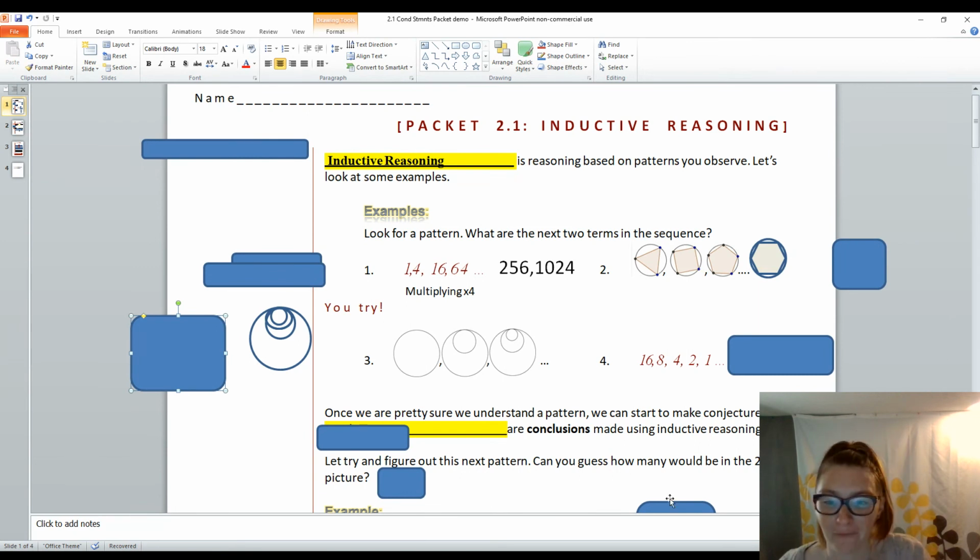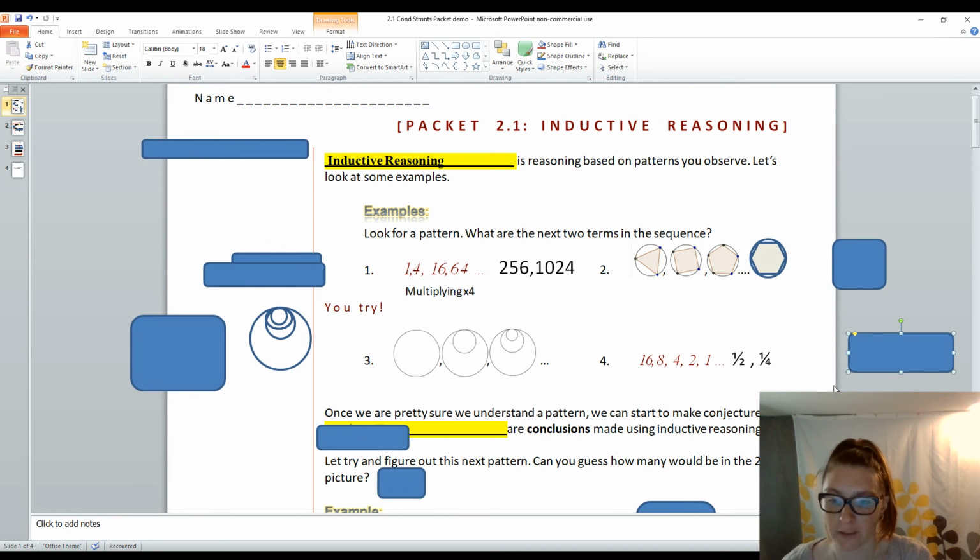All right, number 4, we have 16, 8, 4, 2, 1. I hope you see that this is a decreasing pattern and it's decreasing pretty quickly. So how do I go from 16 to 8, from 8 to 4, 4 to 2, and 2 to 1? This one is division, so we're dividing each term by 2. When we do that, 1 divided by 2, that's a half. 1/2 divided by 2, that's a 4th. If you put a decimal, that's fine. Just make sure that you're aware that we can write that decimal as a fraction.